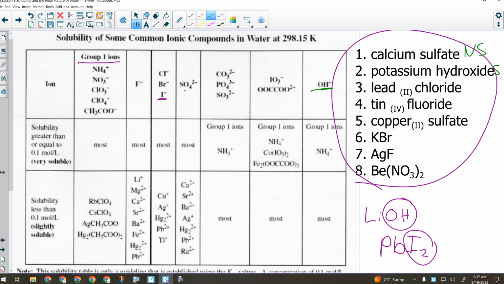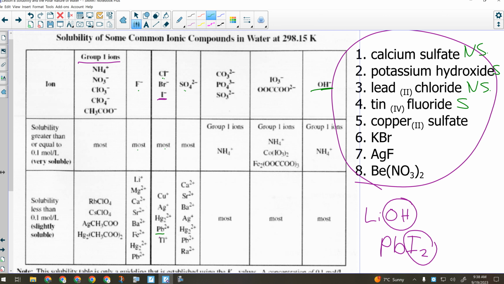Okay, lead 2 chloride. Well, we've already done lead 2 iodide, and chlorine is in the same column. So chlorine is soluble with most things, but I see lead down here. So that stuff would be not soluble. Okay, tin 4 fluoride. Fluorine has its own column. Fluorine is right here. It says it's soluble with most things, but not with lithium, magnesium, calcium, strontium, barium, iron, mercury 2, or lead 2. So I guess tin is part of most. So this stuff is soluble.